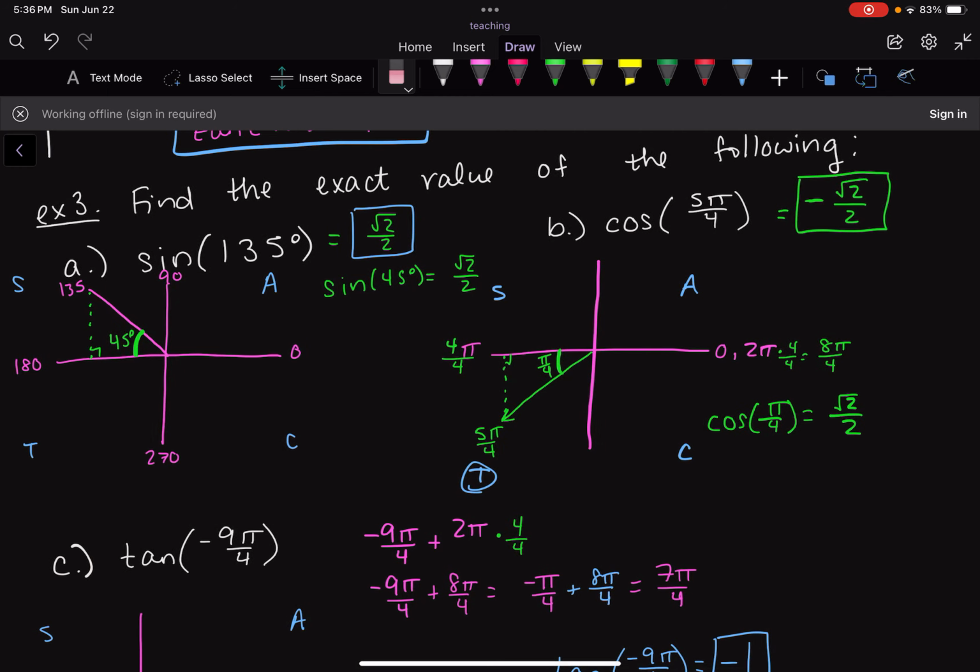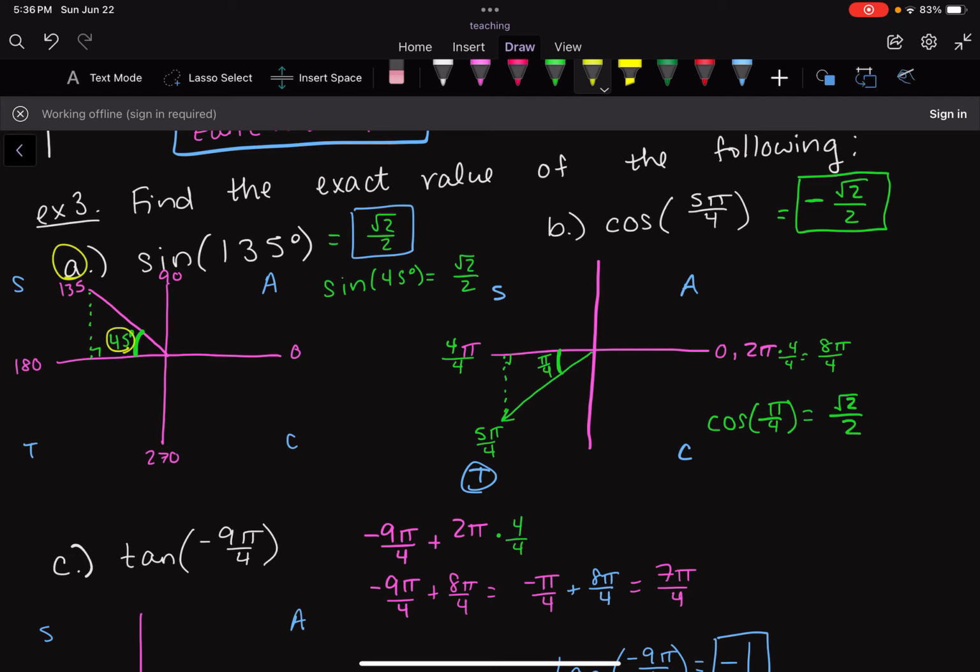So like sine 135, I'll talk through it a little bit. I'm talking about part A right now. So 135, first we figure out what quadrant it's in, and then we always want to figure out how far it is from the x-axis. The nearest x-axis would be 180. So 180 minus 135 would be 45. That tells us that sine has a reference of 45 degrees.